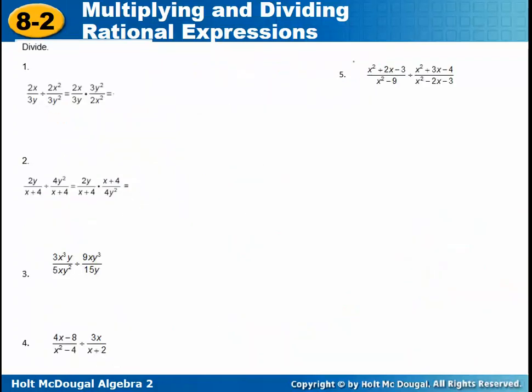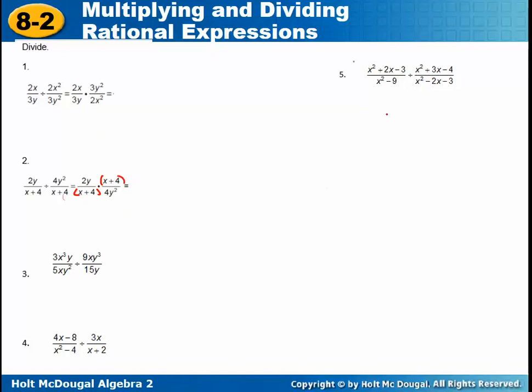So on your assignment, you're going to do these problems. Number 1 and 2 have been started for you. I've already changed them to multiplication, and then you can look for common factors. On number 2, I should probably put parentheses around the x plus 4. Those are factors, and the whole factors can be canceled.